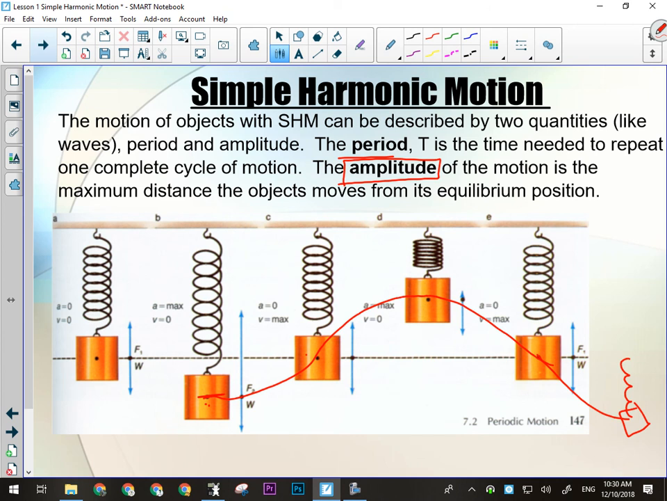Now, when the object is at its maximum amplitude, how fast is it going? Zero. And that's true for this mass on the spring. It's stretched the spring as far as it'll go, and it stops before turning around and trying to return to equilibrium. Same thing here. Now we're compressing the spring. The spring can't be compressed anymore, so we stop again and then return to equilibrium. So at those points of amplitude or maximum displacement, our speed is 0.